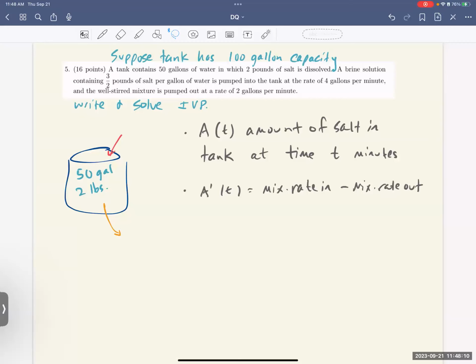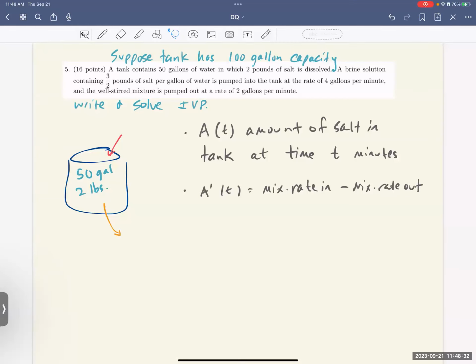Okay, this is a quick tank mixing problem. We have a tank that we're going to suppose holds 100 gallons or up to 100 gallons. It currently has 50 gallons of water in it with 2 pounds of salt in it. Brine solution is pumped in at a certain rate. Well-stirred mixture leaves at a certain rate. We're going to write and solve an initial value problem.